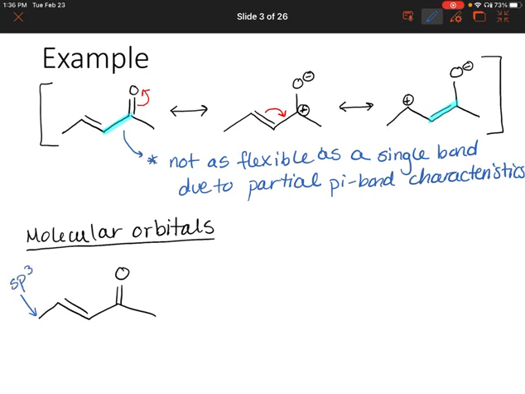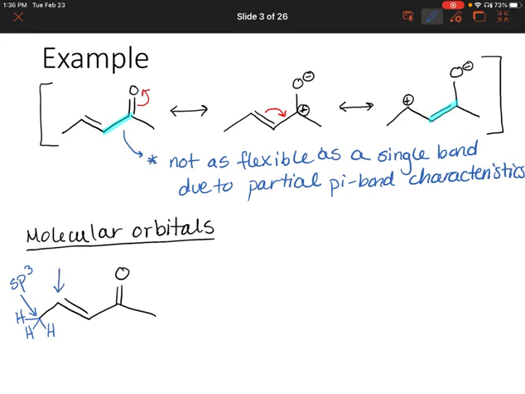sp3. So it's bonded to 3 hydrogens and a carbon, so it has 4 bonds total. That means its steric number is 4 and its hybridization is sp3. This is from a really long time ago, so if you're feeling a little rusty, that's okay. We're here to review. Now let's move to the next carbon.